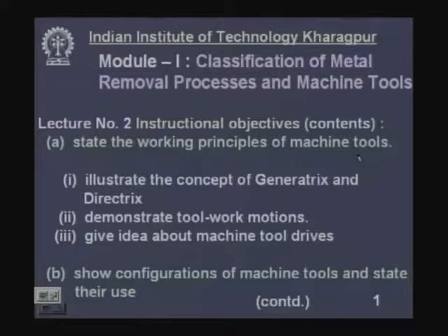Friends, our subject is Manufacturing Processes 2, and we are continuing Module 1, classification of metal removal processes and machine tools. This is the second lecture under Module 1, and the instructional objectives of this lecture are: A, state the working principles of machine tools, the basic principles. Under that, illustrate the concept of generatrix and directrix, demonstrate tool work motions, give an idea about machine tool drives.